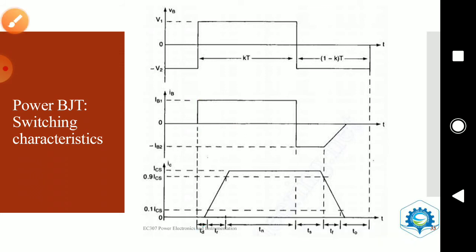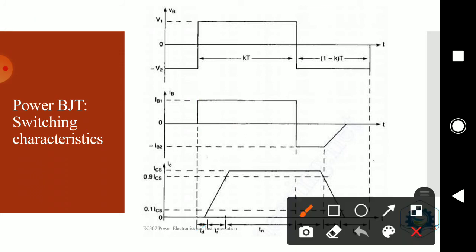This is due to the presence of the internal capacitances and the time required for the capacitors to get charged. Only when the capacitors get charged will the collector current start to increase. And this time taken for the capacitors to get charged is called the delay time or TD. This is the time required for the internal capacitors to get charged.